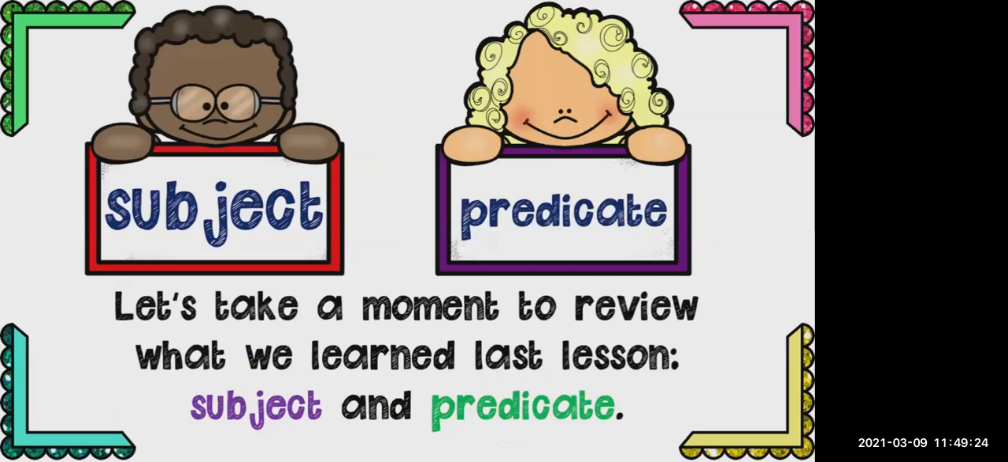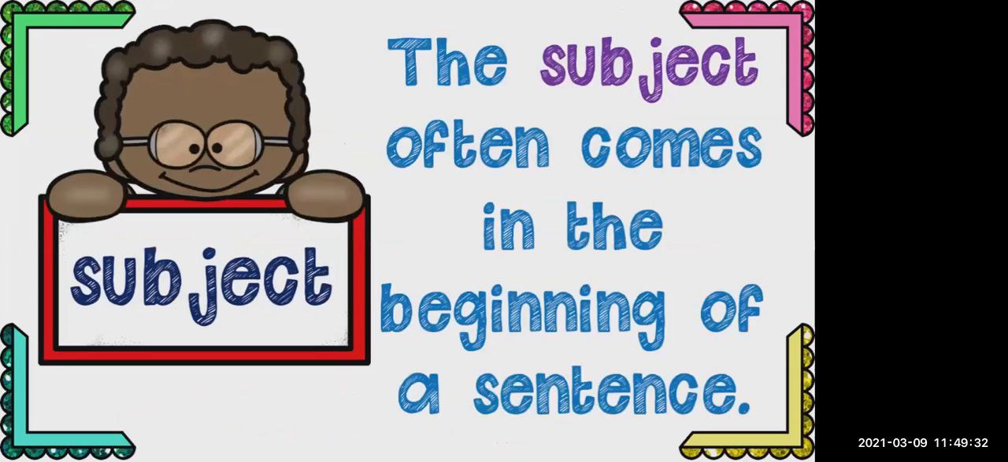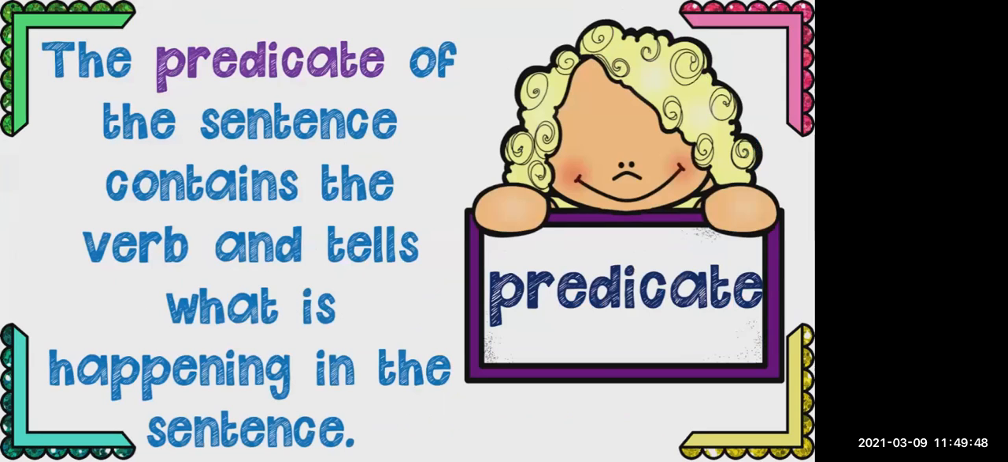All right, so let's take a minute and review. We have learned about subjects and predicates in the last lesson, especially yesterday. So the subject of the sentence tells who is doing something, and it always contains nouns, okay? The subject often comes at the beginning of the sentence. And the predicate of the sentence contains the verbs, and that is telling what is happening in the sentence. That tells what the subject is doing.